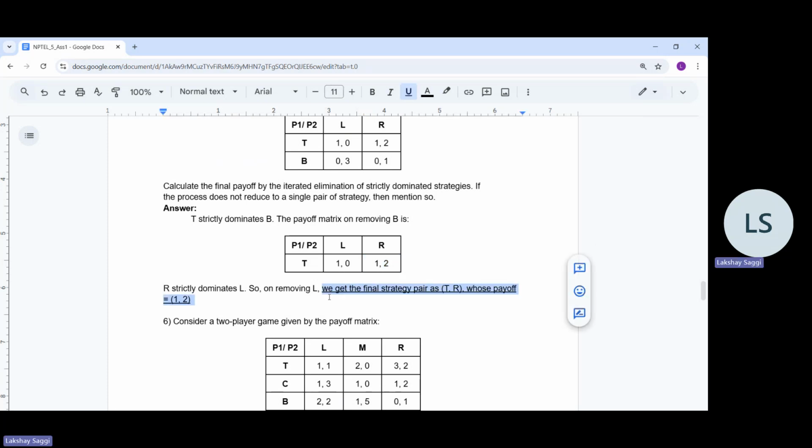In this example, note that initially, between L and R, no strategy strictly dominated the other. But after one elimination of a row, R started strictly dominating. And now we iteratively eliminate. It could have been possible that between L and R there was no strategy strictly dominating the other. And in that case, we would have said that the process does not reduce to a single pair of strategies.